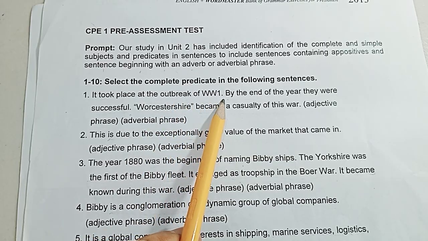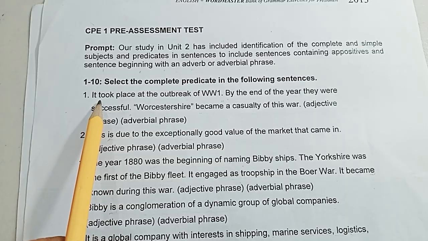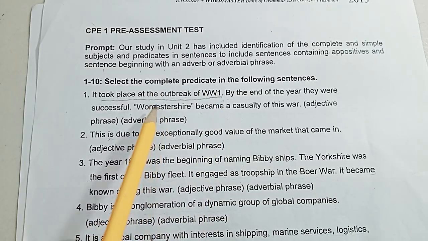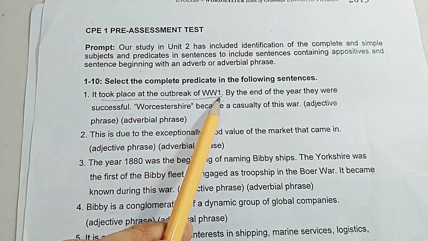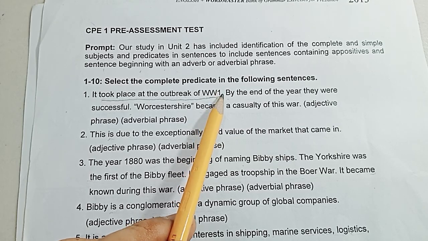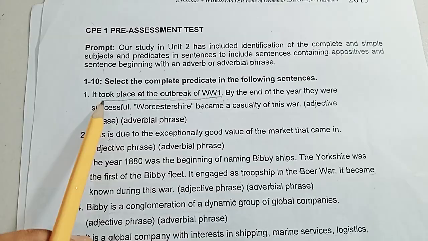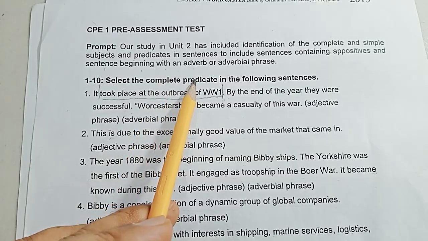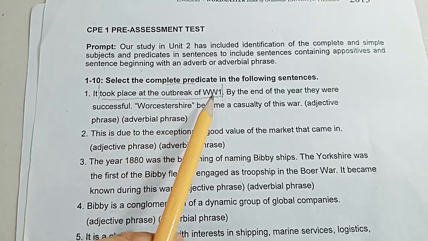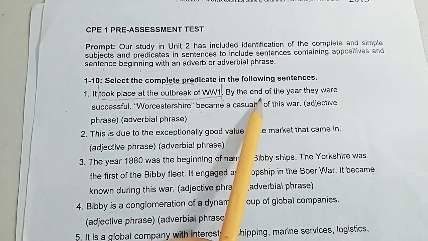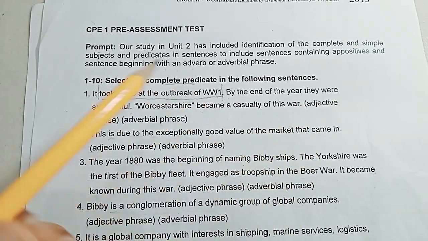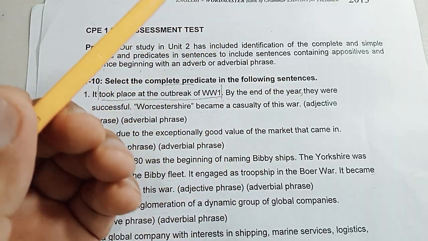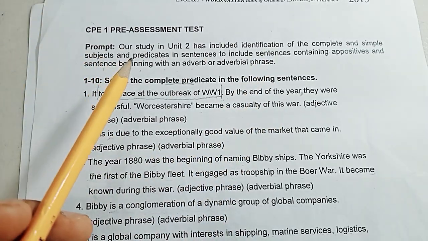Here in this first sentence, your verb is took. So you have to get it up to the World War I. Verb up to that word. Of course, because in that sentence, that is the complete predicate. Okay? It says complete predicate. Next is, by the end of the year, they were successful. Let's put a comma here. By the end of the year, they were successful.